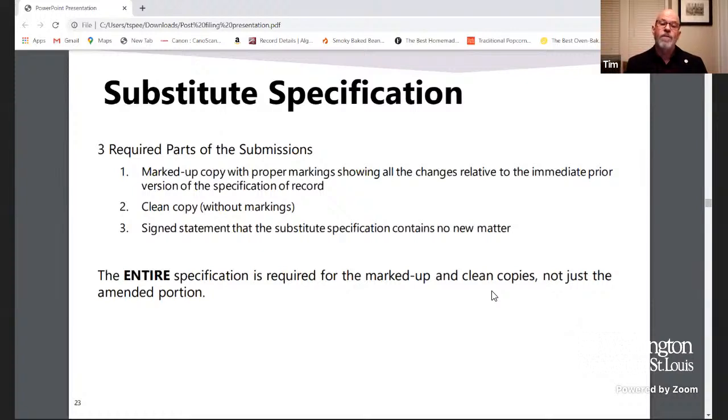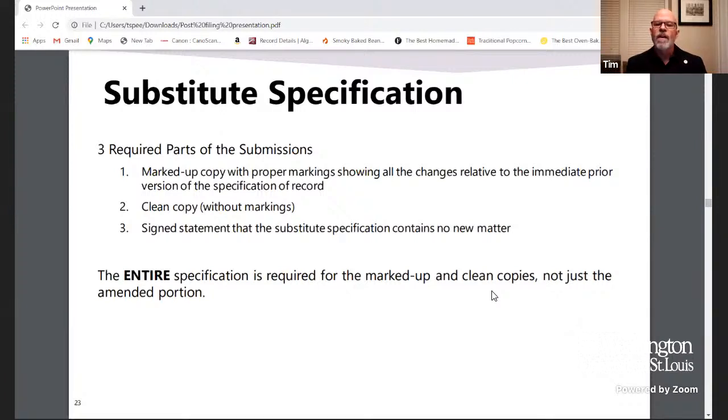So when you do a substitute specification, we require you to provide us with two things. You have to give us a marked up copy showing all the changes relative to the previous specification, say the one you filed. Then you have a clean copy, so when we publish the patent, we have a clean copy to work from. And then you have to sign a statement which says it contains no new matter.